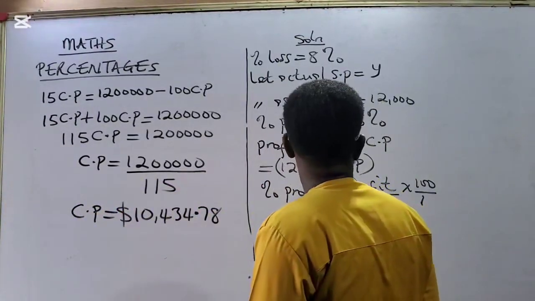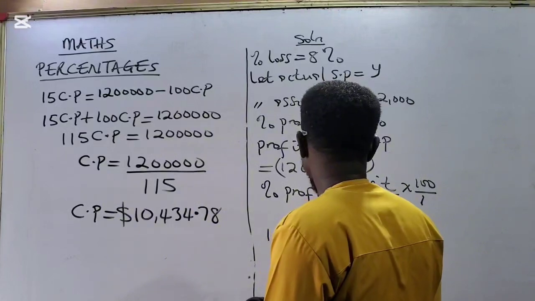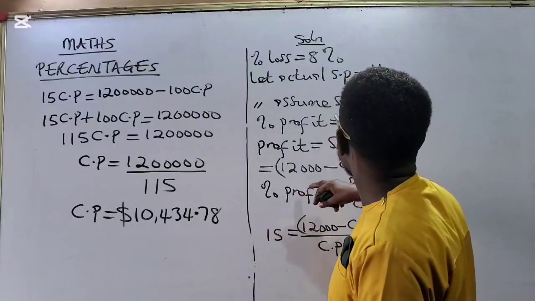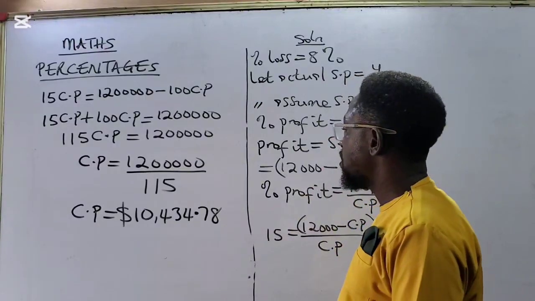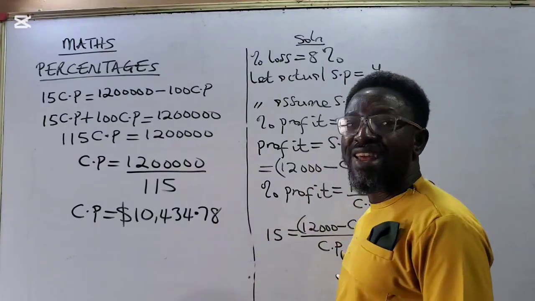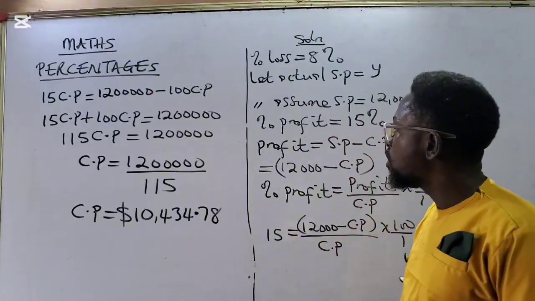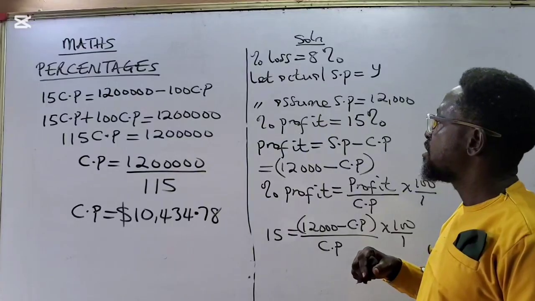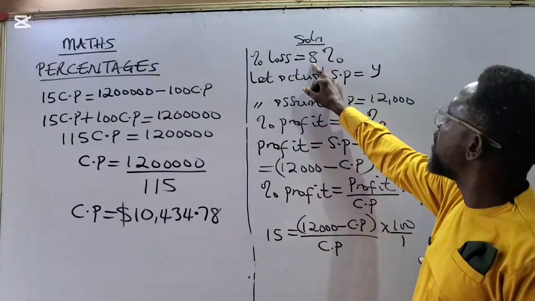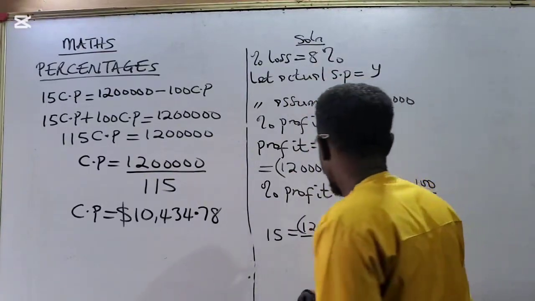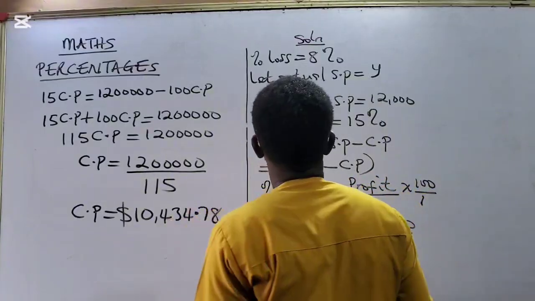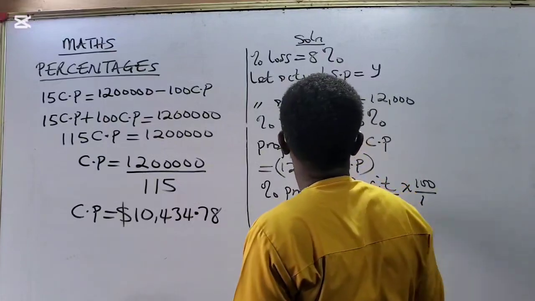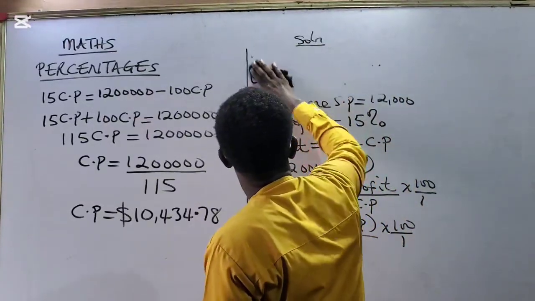Now that we've obtained the cost price, remember I told you that the answer should be less than the 12,000 naira, which was the selling price that gave a profit of 15%. So the next thing you need to do is to calculate the selling price that gives a loss of 8%. Having obtained the cost price and knowing the loss is 8%, I can now calculate the selling price. So let's proceed.